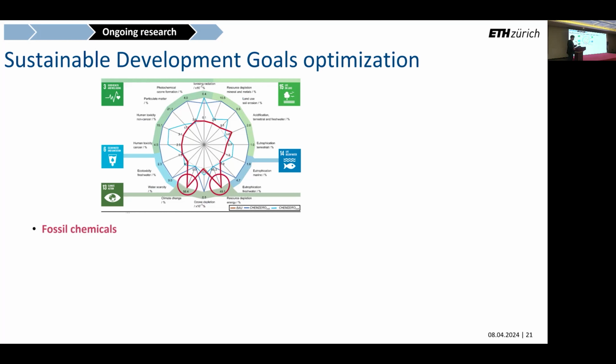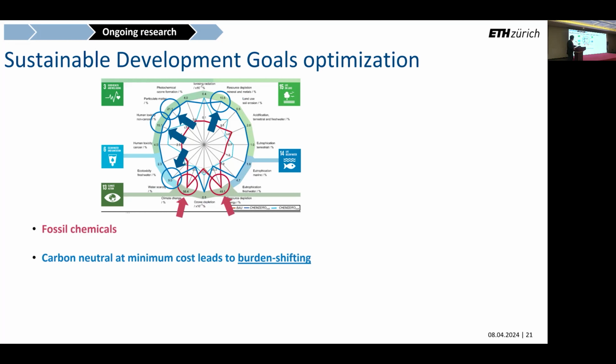If we try to reduce impacts in climate change without looking into other indicators, we find solutions that can lead to burden shifting. So you can reduce the impact on climate change, but you can have some collateral damage, for example, in particulate matter and toxicity. However, if you include all the SDGs in the objective function and you control this collateral damage, you can find better solutions. They are more balanced. So you reduce carbon emissions, but you keep this collateral damage within some acceptable levels.